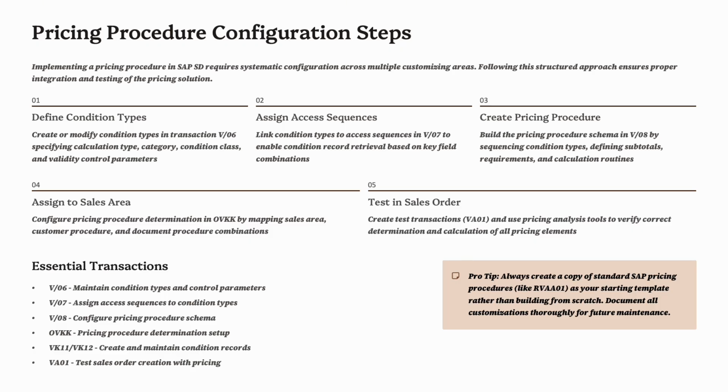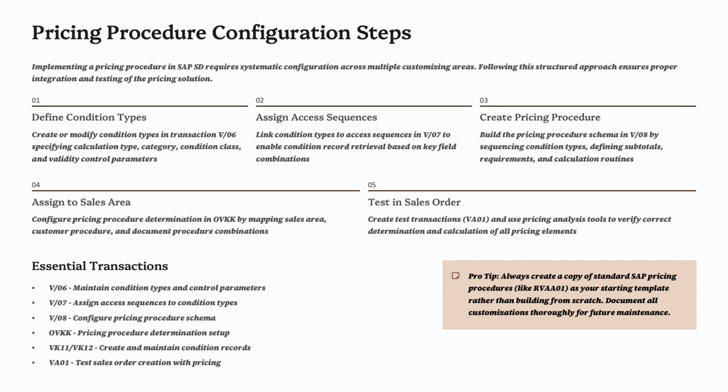Each condition type has a calculation type, a condition class, and controls like scale basis and rounding rules. 2. Assign access sequences. Access sequences tell SAP where to search for pricing data. For example, customer/material: specific price first, then general price, then fallback price. This creates flexible and predictable pricing behavior.